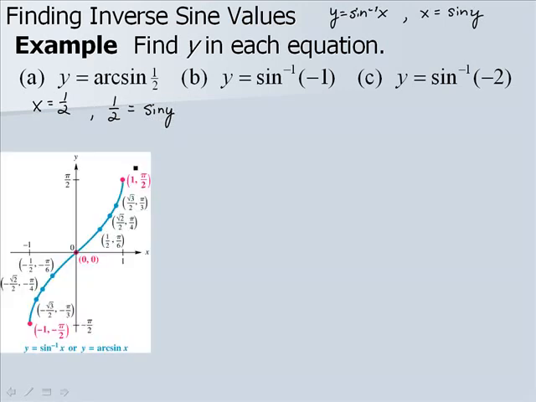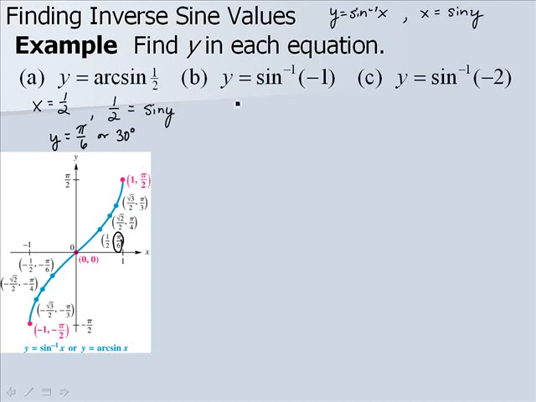So we need to know the angle in this case. Let's look at our graph first, and then we'll show another method to find it. On our graph, we see that when we have an x value of 1/2, that our y value was pi/6. So we get a value for y of pi/6, or 30 degrees.